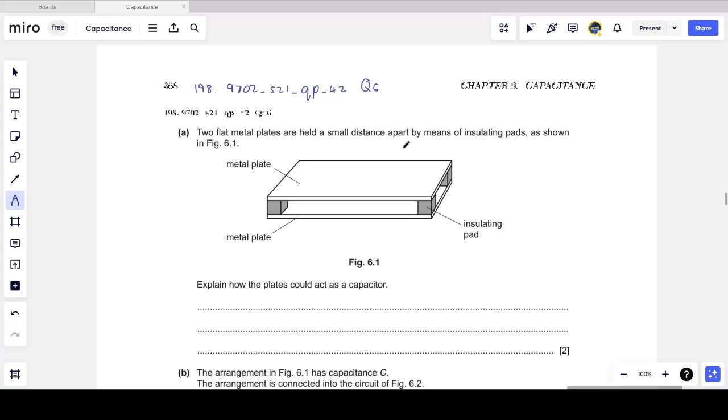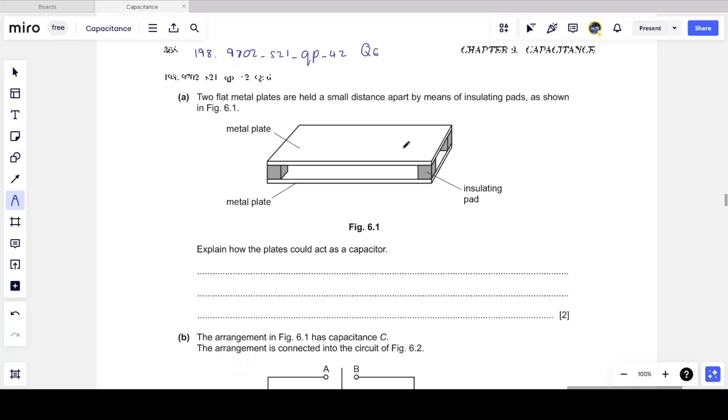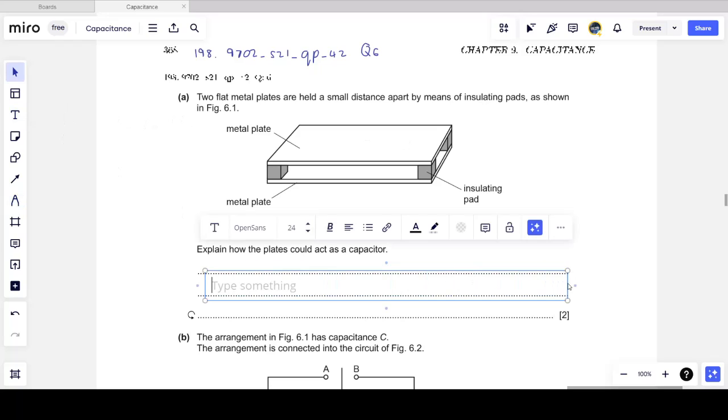We are told that two flat metal plates are held a small distance apart by means of insulating pads as shown in the figure. And the first thing they ask us is, explain how the plates could act as a capacitor. Now we know that the structure of a parallel plate capacitor is very similar, but these are just two random metal plates. So how can we turn these metal plates into a capacitor?